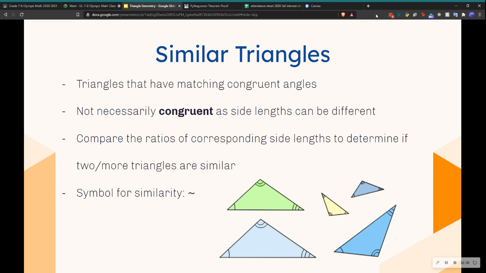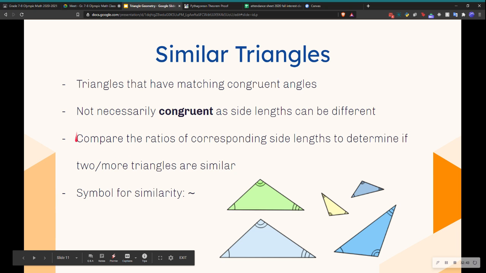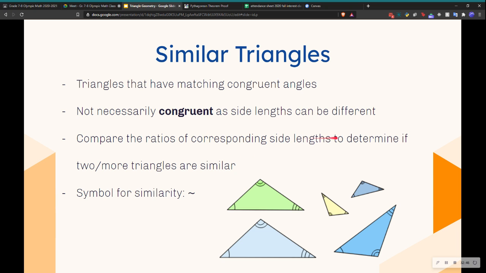But what we can do to prove that triangles are similar, we don't necessarily have to match these angles with each other. We can compare the ratios of their corresponding side lengths to determine if two or more triangles are similar. And I'll show you an example in the next problem. But you also have the symbol for two similar triangles. It's just a curvy line like that. So you can put triangle ABC is similar to, with this dash, triangle blah blah blah. Any questions about this?